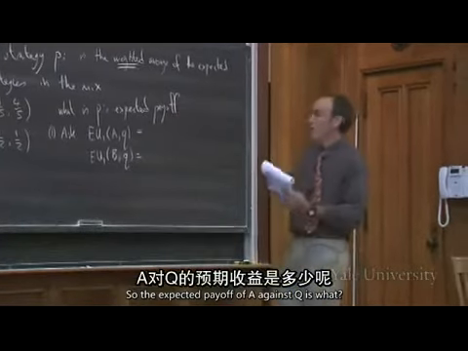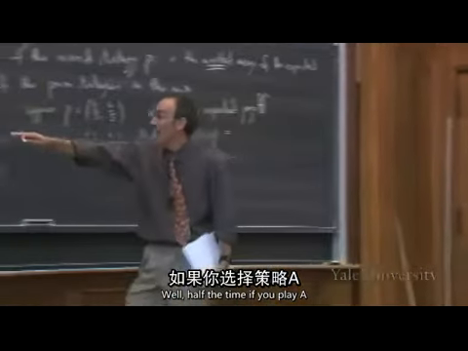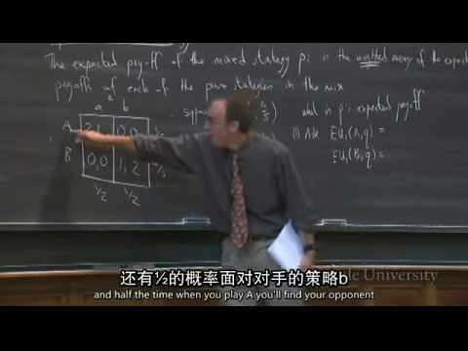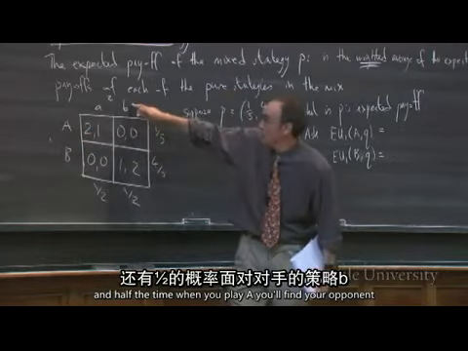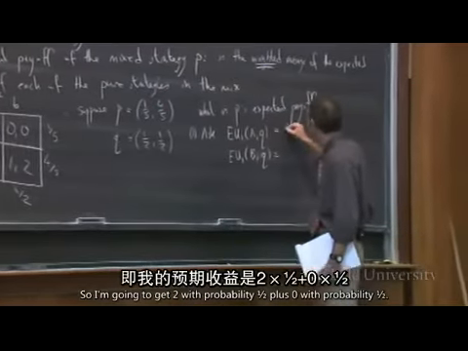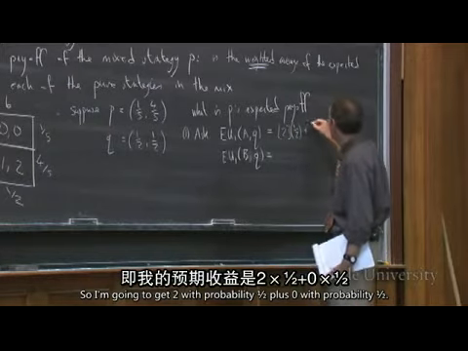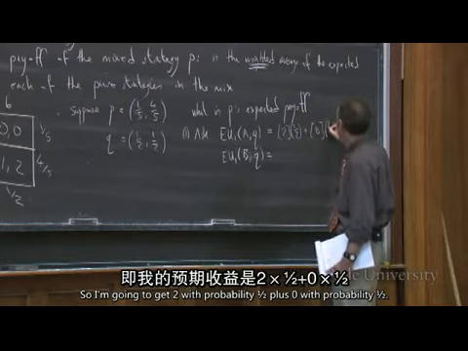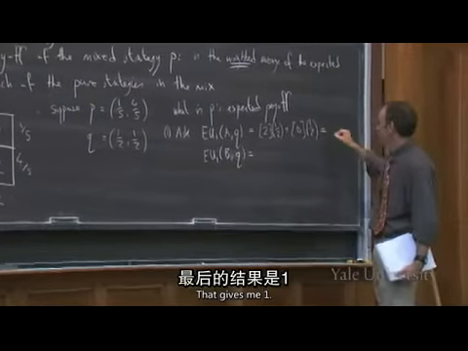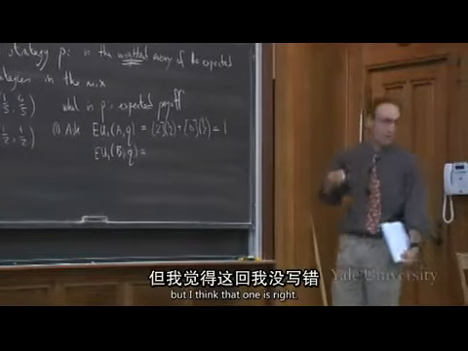All right, so these are things we can do, I think. So the expected payoff of A against Q is what? Well, half the time if you play A, you're going to find your opponent is playing little a, in which case you'll get 2. And half the time when you play A, you'll find your opponent is playing little b, in which case you'll get 0. All right, so let's write that up. So I'm going to get 2 with probability a half plus 0 with probability a half. All right, everyone happy with that? And that gives me 1. Okay, please correct my math on this. It's very easy at the board to make mistakes, but I think that one is right.